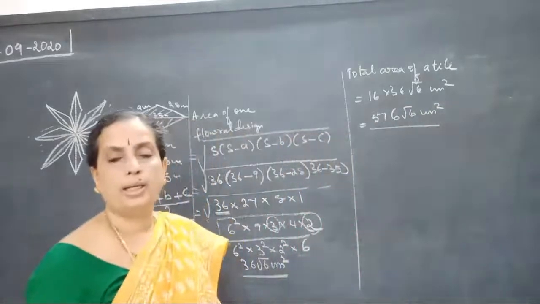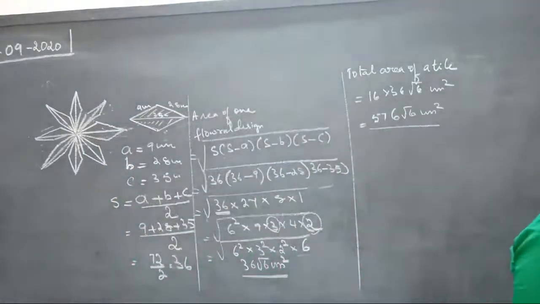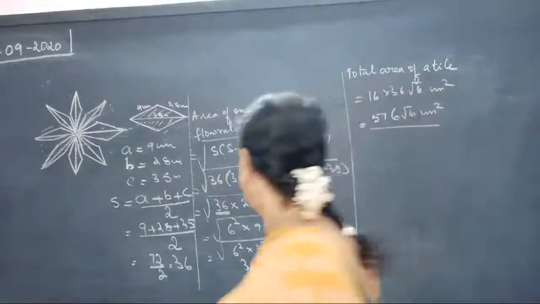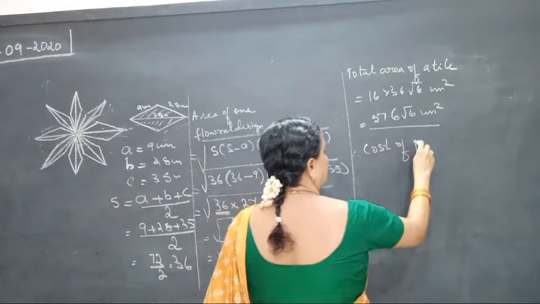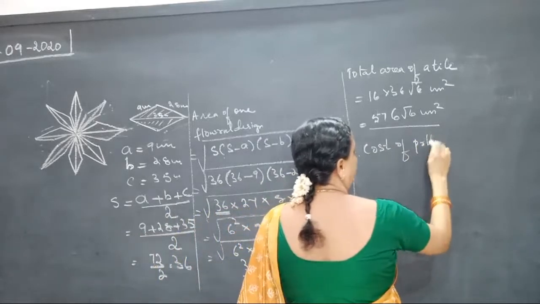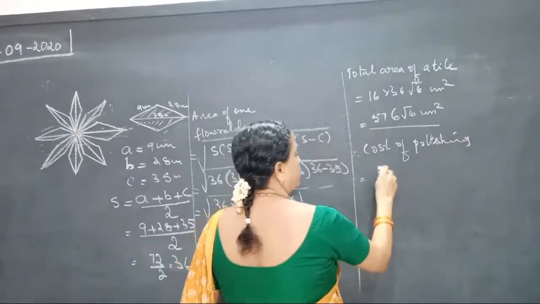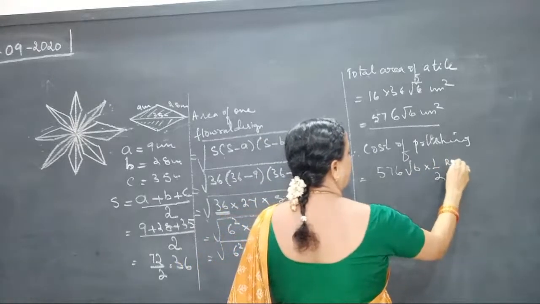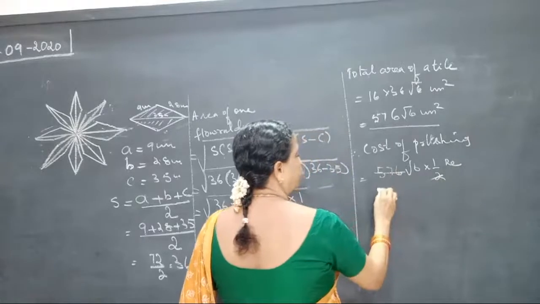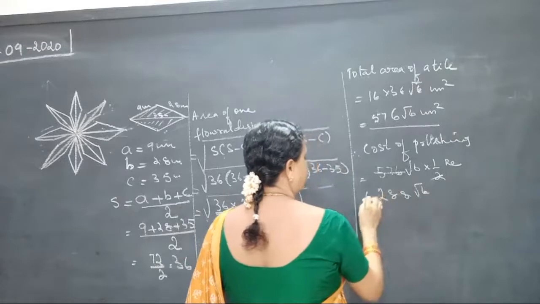So now with the total area, we require its cost of polishing. What is the cost of polishing? 50 paisa can be taken as half rupee. Okay? Cost of polishing equals 576 root 6 into half rupee. Now cancel. 2 2s are 4, 2 8s are 2 8s are root 6 rupees.